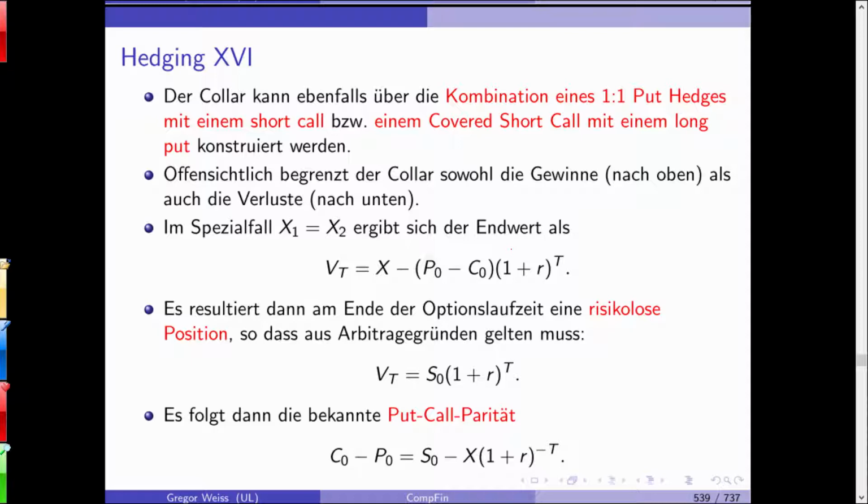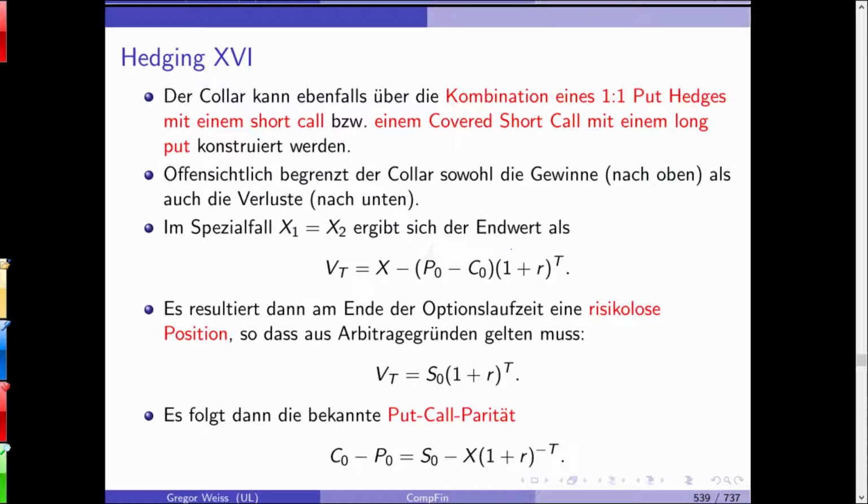Then, in this special case, you will get the value of the end position as (X - P0 - C0) times (1 + r) taken to the T-th power. And then there is a risk-free position at the end of the option maturity. So for the market to be arbitrage free, it needs to hold that VT is equal to S0 times (1 + r) taken to the T-th power.